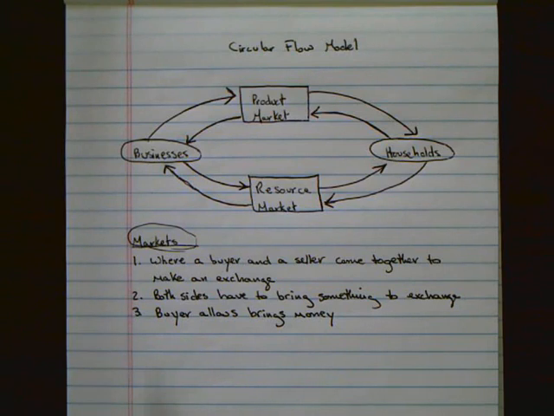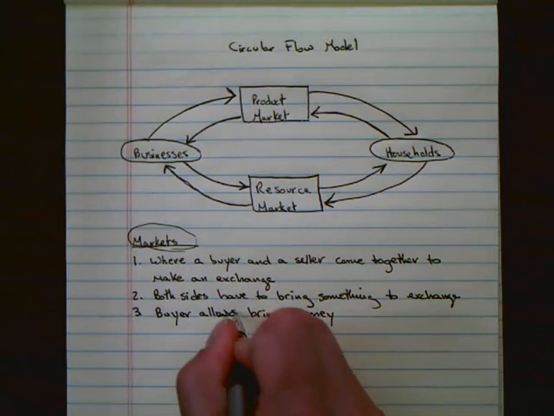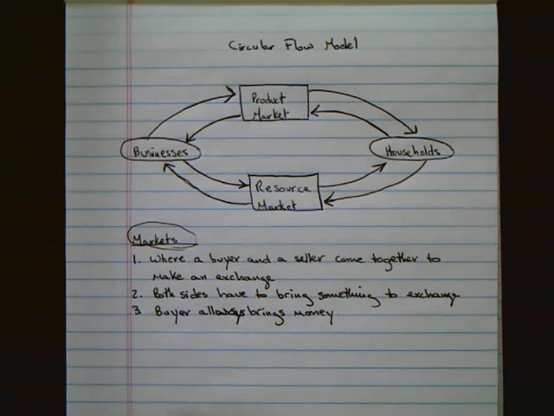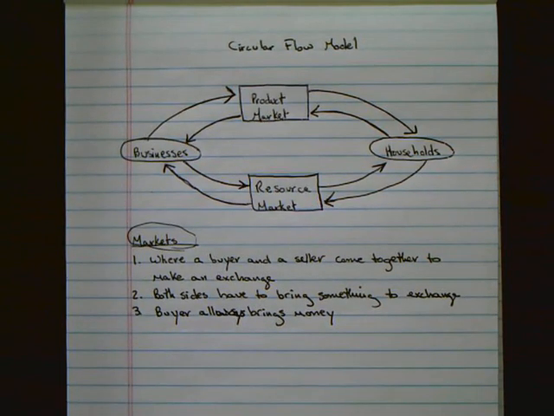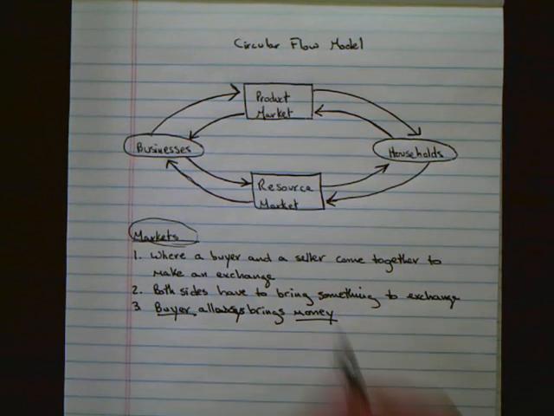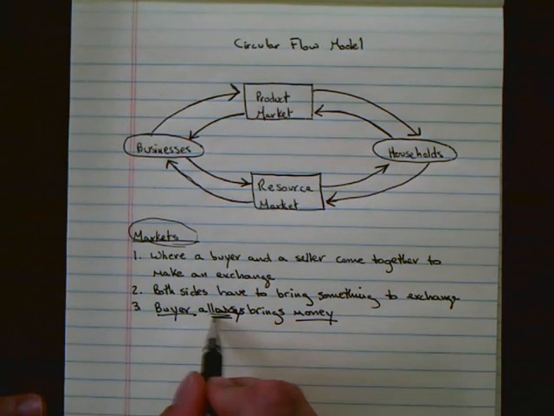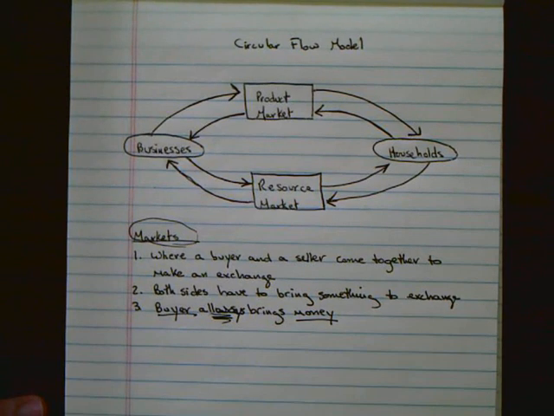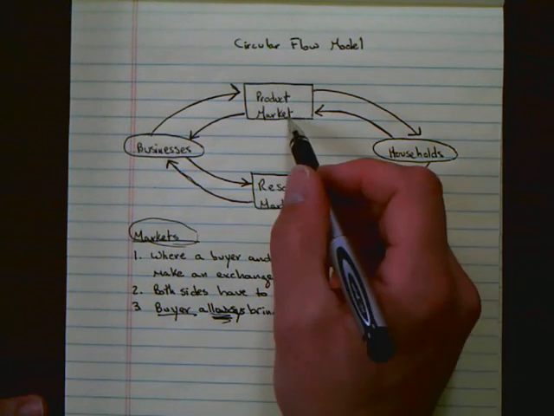Now, in our economy and in all economies of the world, we use money as what we call our medium of exchange, which means money is what we use to buy stuff. So the buyer always brings the money. That's a big thing to remember. Yeah, you can laugh at me for screwing up "always." That's fine. Now, let's talk about the product market first.